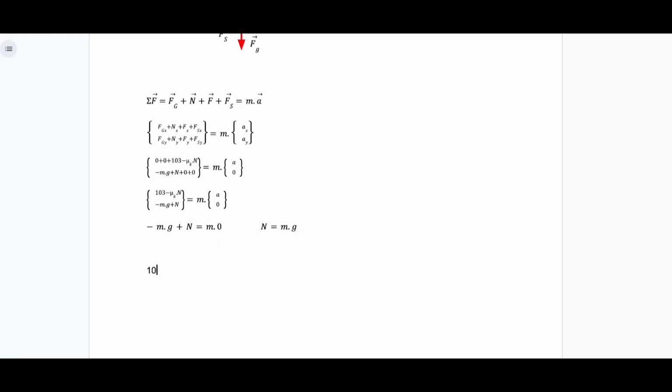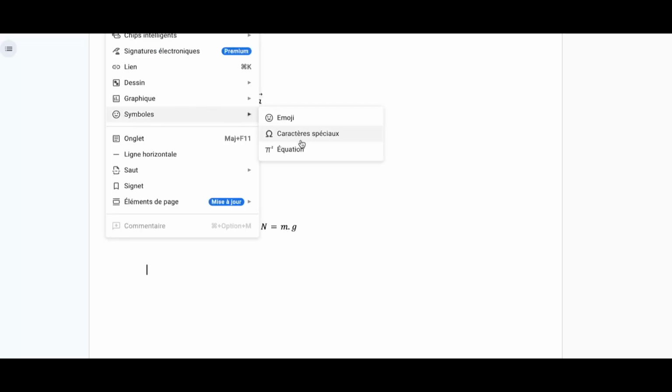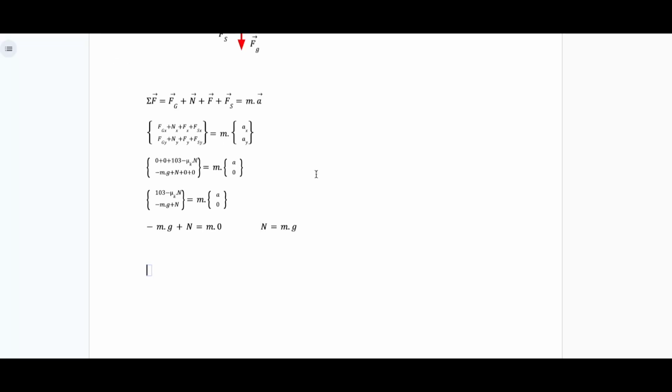So the second line tells me that 103, I could have actually kept F, but generally you want to replace the letters by numbers as late as possible in physics, but it's okay this time. So I'm going to write that 103 minus mu k times, and now I'm replacing n by its value, which is mg, and this equals m times the acceleration.